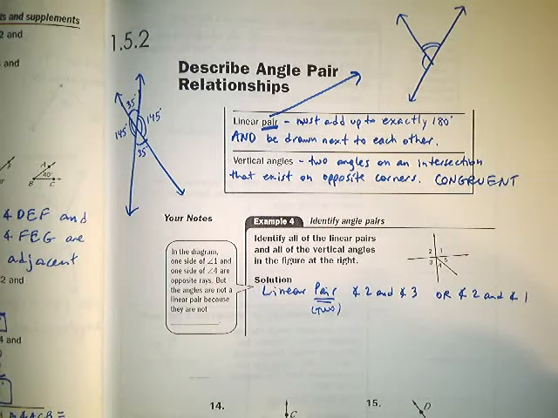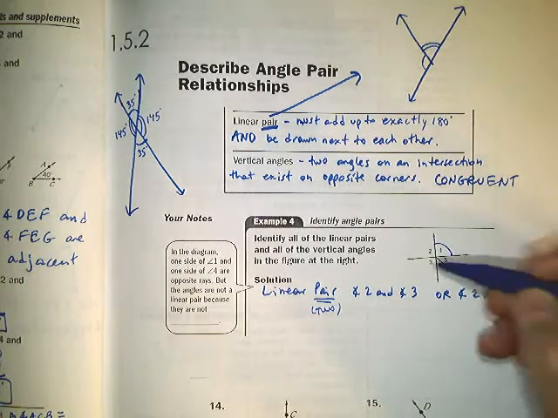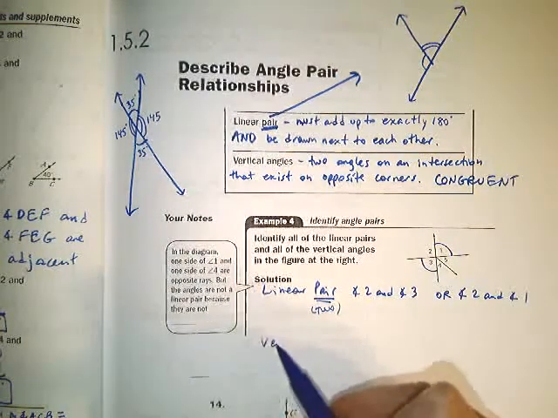Are there any vertical angles? Well, it looks like angle 1 and angle 3 are on opposite corners of an intersection.